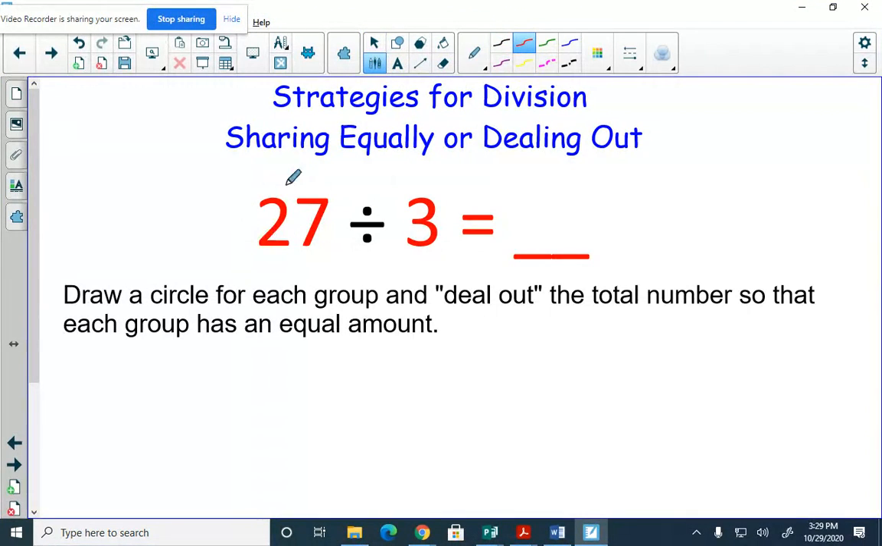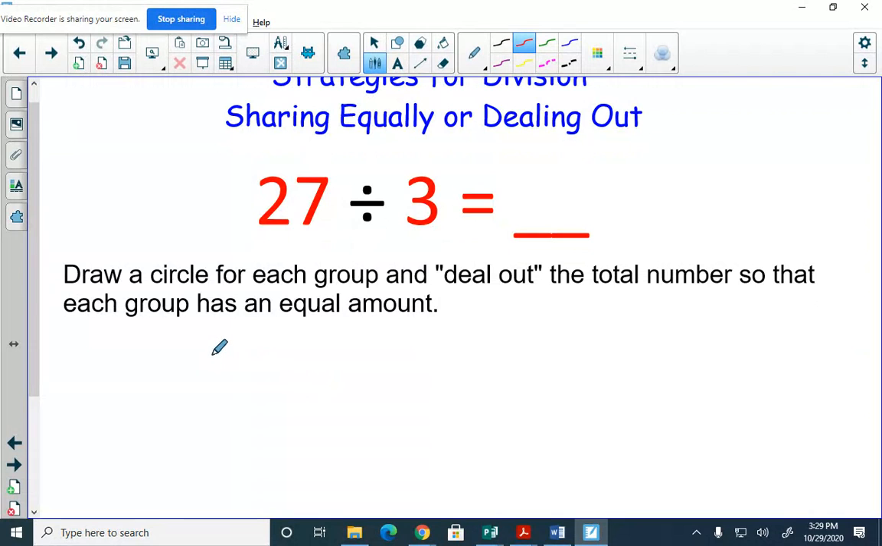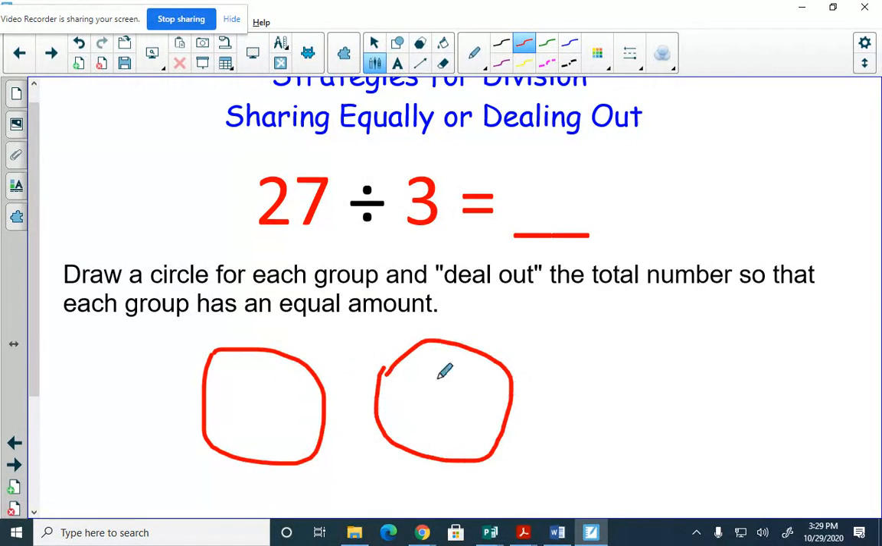We have a total of 27, and we're going to make 3 groups and share 27 among 3 groups. You want to try to draw your circles not huge, but not tiny either, so that you have enough room to put your dots in. Starting with the first one, and instead of drawing open circles like what we had over there, I just like making a dot big enough for me to see. 1, 2, 3, come back to the beginning.